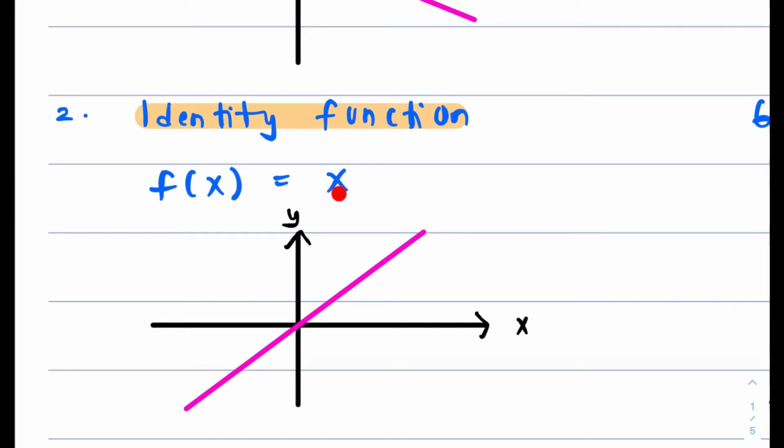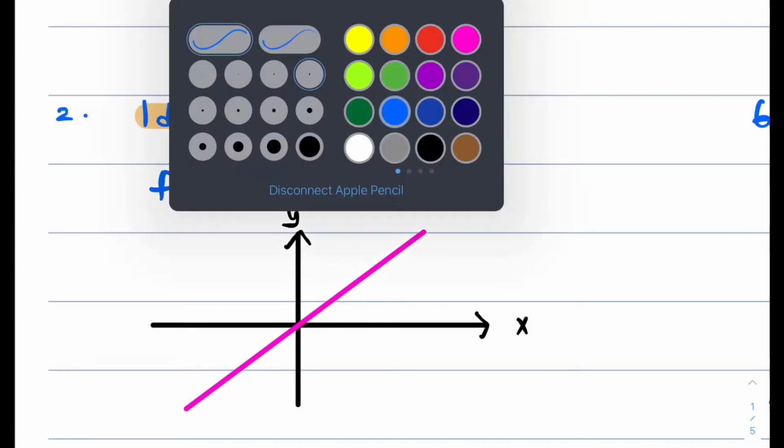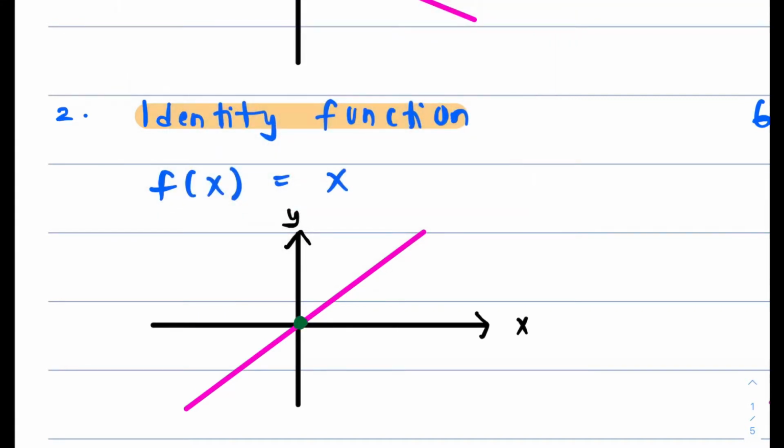x. So what you have is a straight line that passes through the point over here, which is 0, 0. If it is identity, it means that if you have x equivalent to 1, your y is equivalent to 1. If your x is equivalent to, let's say, negative 2, your y is going to be also negative 2. It means your identity is the same x and y number. So that is what identity means.